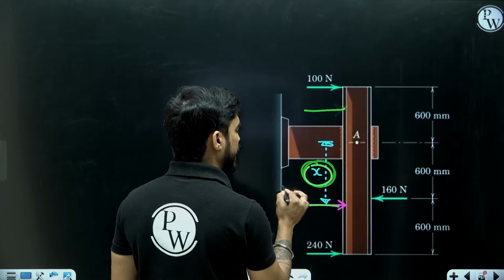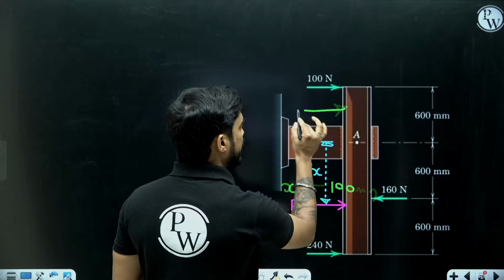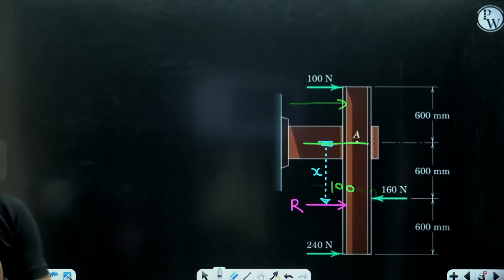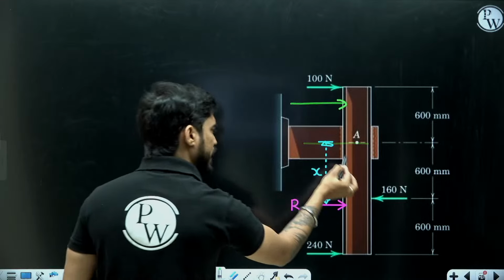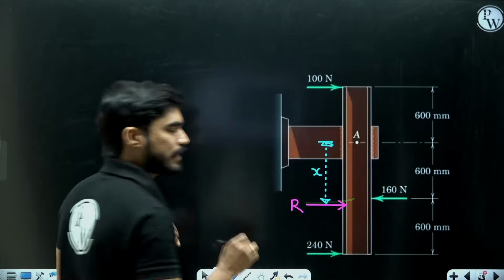Let's say I am getting x equal to minus 100 mm. It means R is 100 mm above A. And if I am getting plus 100 mm, it means R is below A. My assumption is correct. I hope this point is clear to everyone.